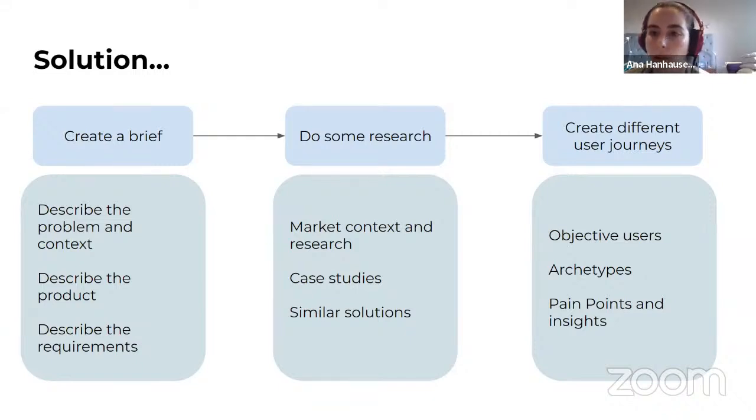And finally, we have to create different user journeys. In these user journeys, we have to think about who our objective user is. We have to create different archetypes. So let's say, for example, Drishya could be an archetype, Ivan could be a different archetype, and we have to create flows of how these users will move throughout the app.